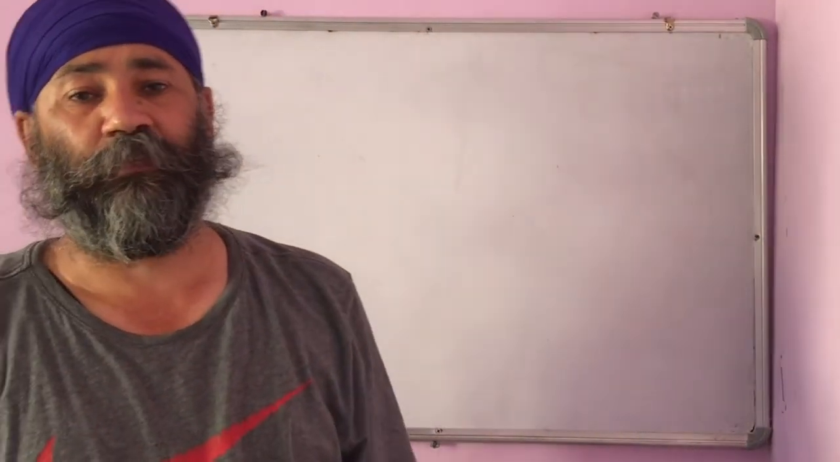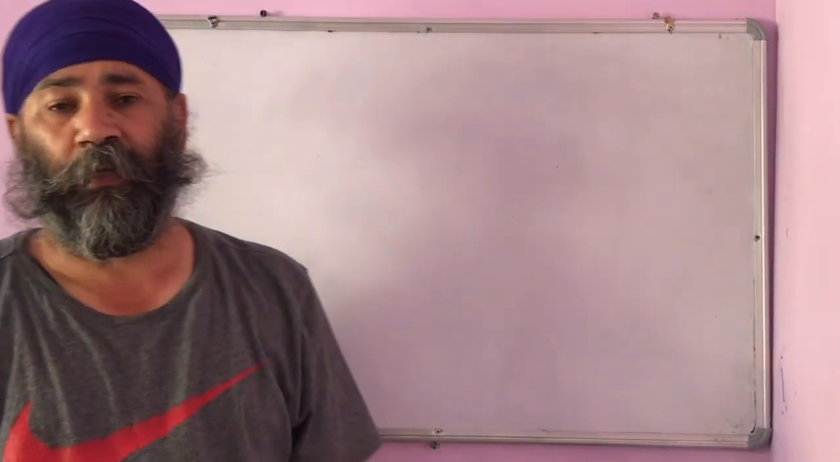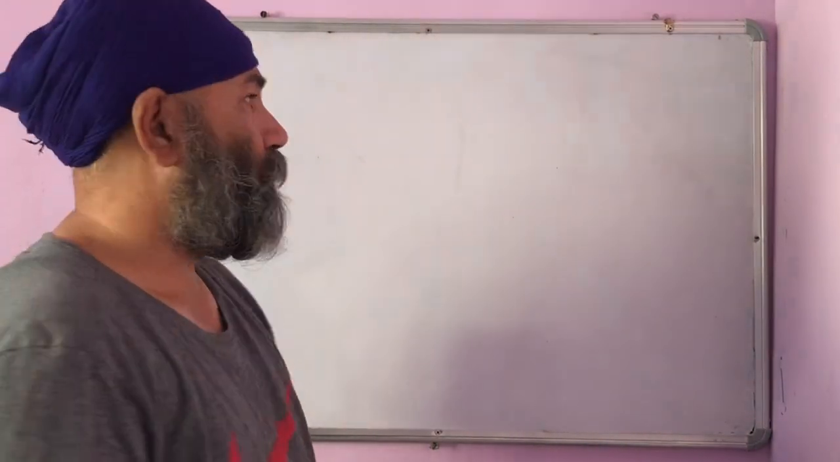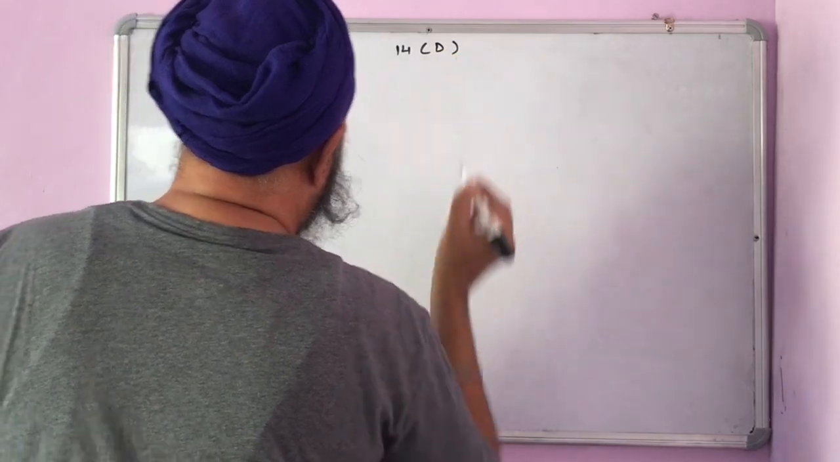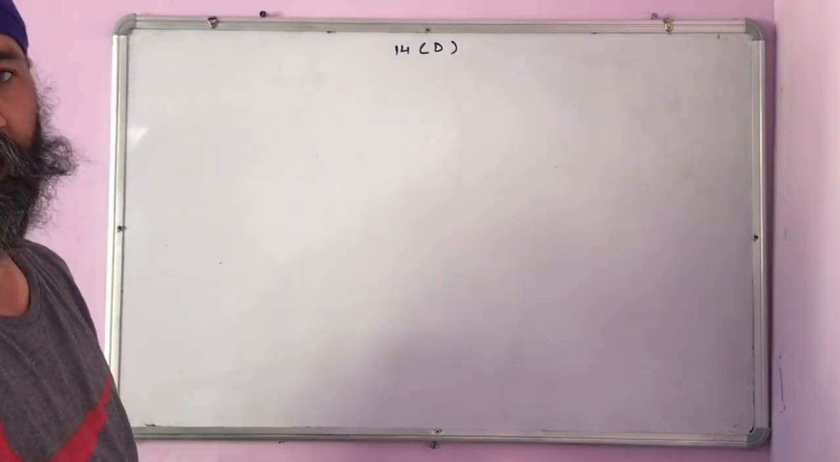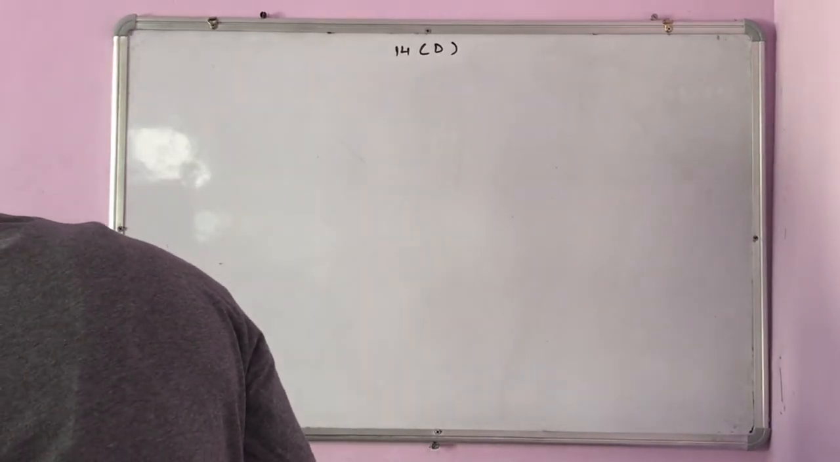10th class students, today we start with exercise 14D. 14D deals with finding y-intercept, finding slope and finding equations of the lines. This exercise is a little bit easier than others. In this we have to find y-intercept and slope.